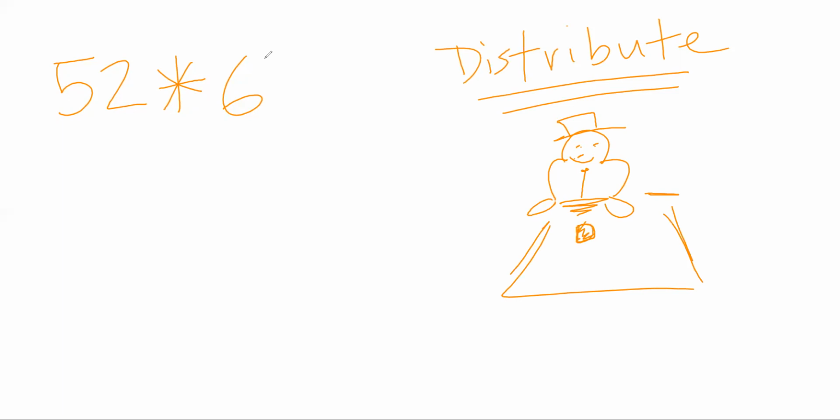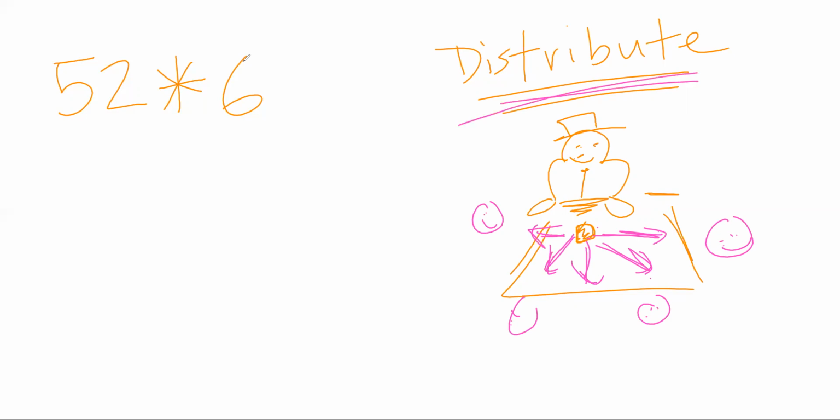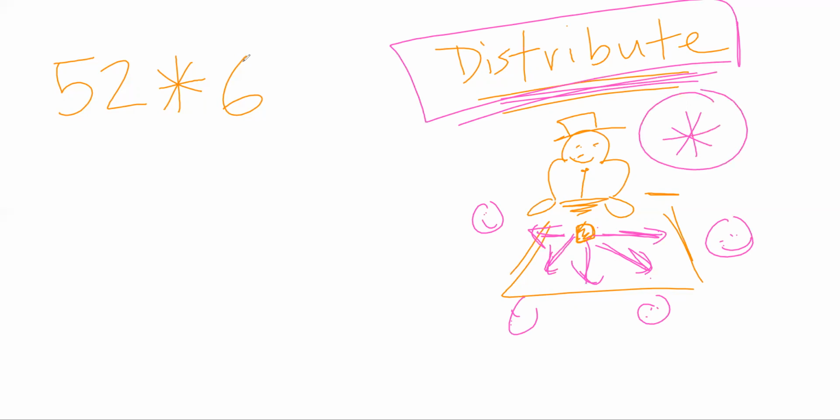When we're distributing, it's like how we pass out those cards to the people that are playing with us. If you've played a card game before, you distribute them out. You give the same amount to each person equally. And that's what we're going to do today. We're going to distribute our numbers using multiplication, and we can also rely on place value.